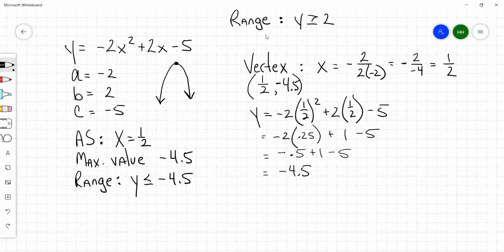So there's all the data you need about those graphs. Vertex, x and y at the vertex. Axis of symmetry, min or max value, and the range of the vertex.